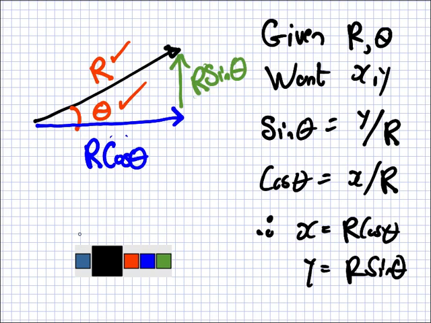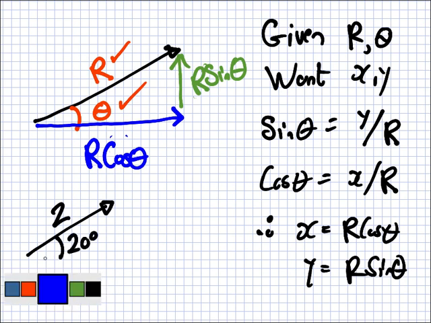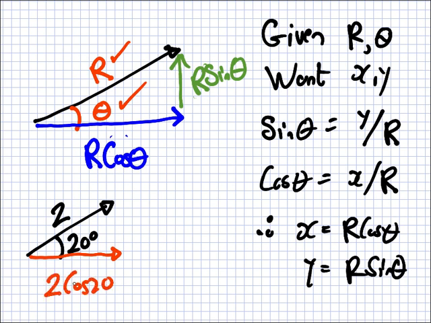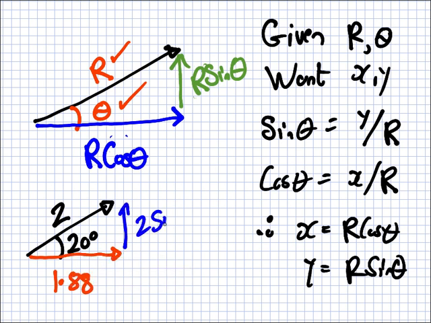I'll do a quick example. Suppose I give you this: we'll say this side is 2 and this angle is 20. Then this length here will be 2 cos 20. What's that, please? 1.88. And then this side here is 2 sine 20. 0.68. See? Quick to do.